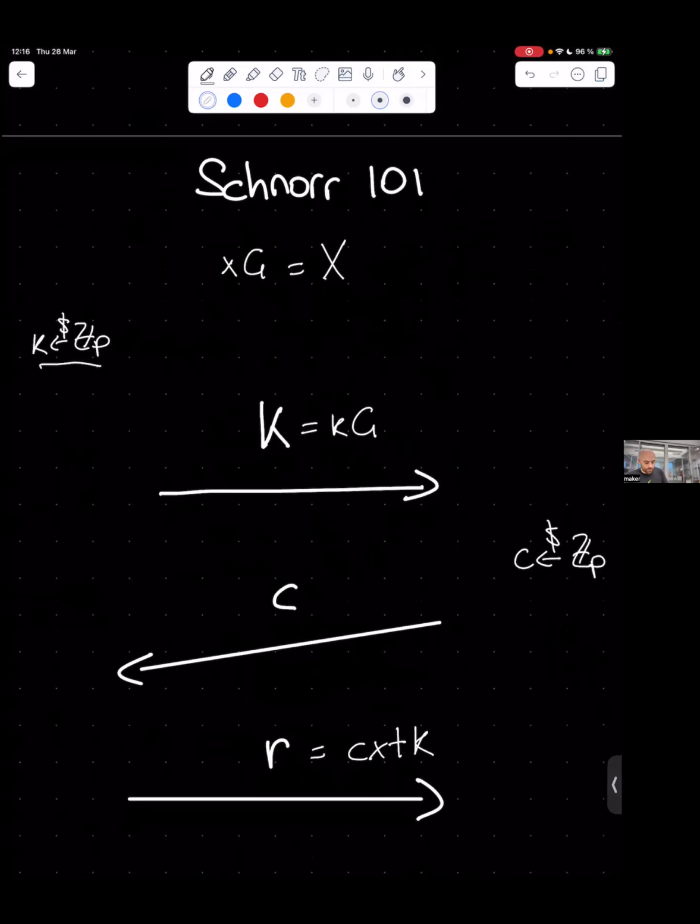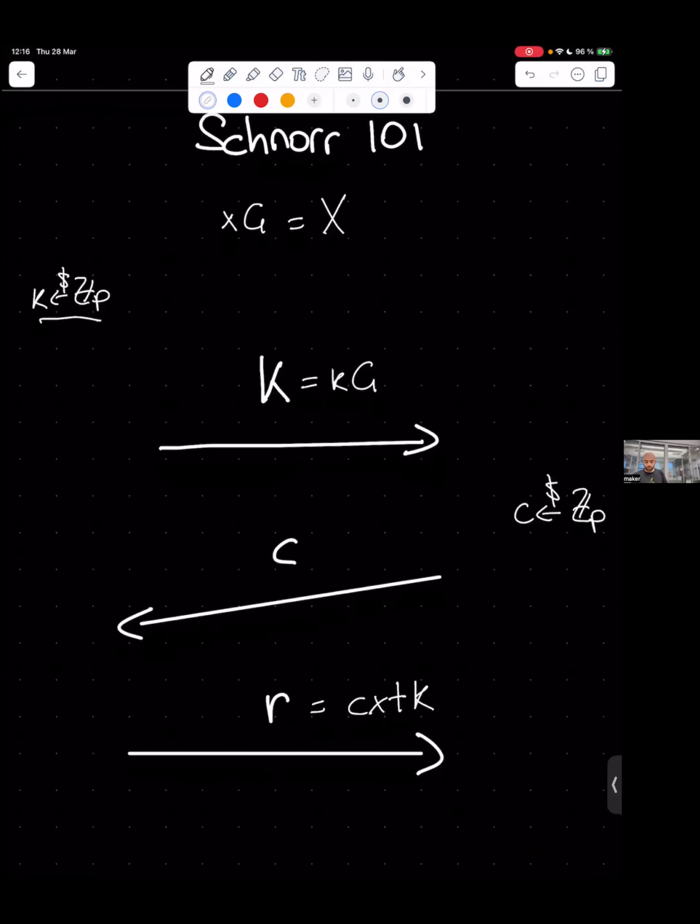So what do I do? I select a random element that is going to be useful for zero knowledge later. I commit to it, namely I create an ephemeral key, I get a random challenge, and then I compute the response as the line that goes through K and X, where X is my secret.